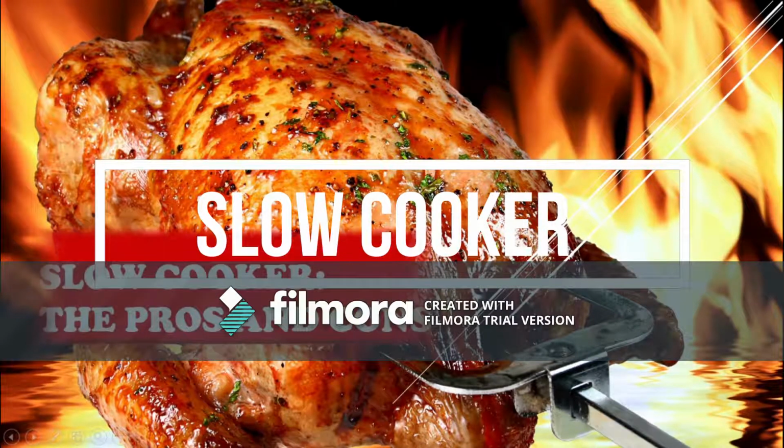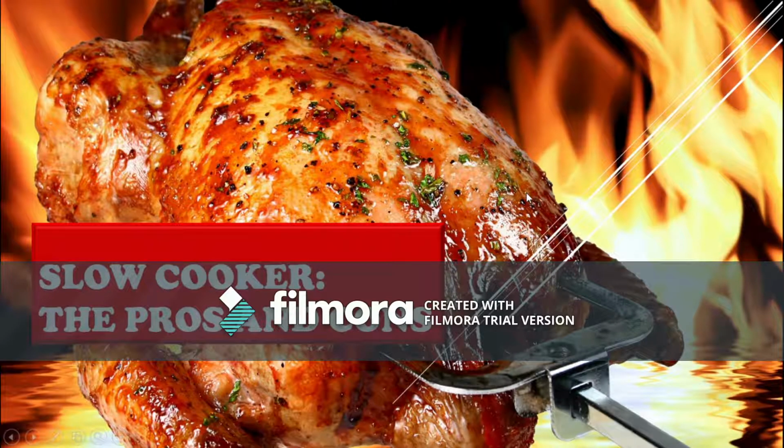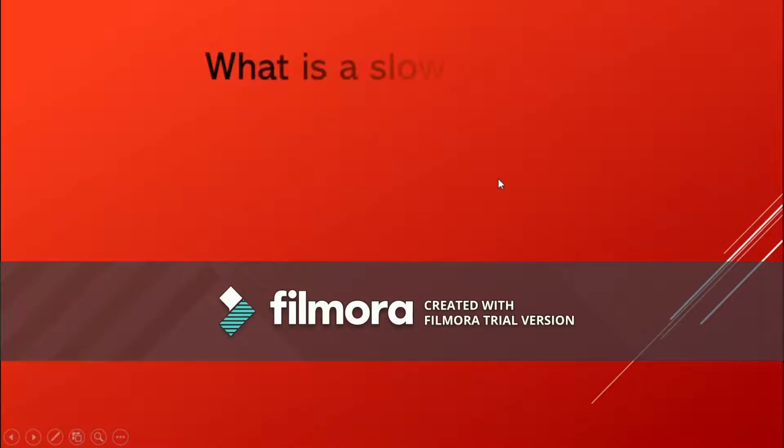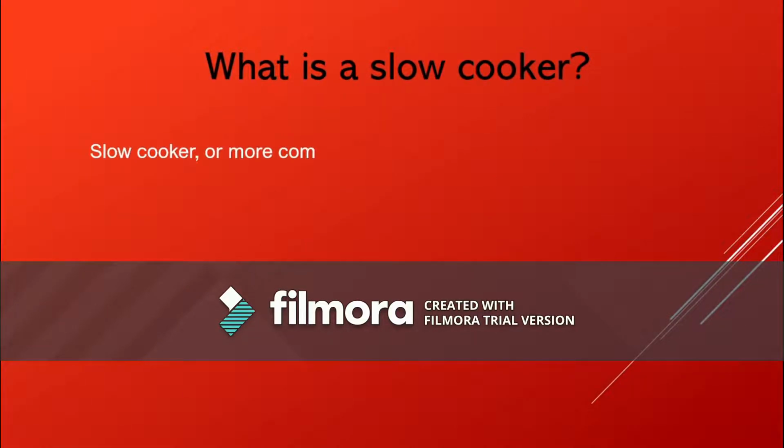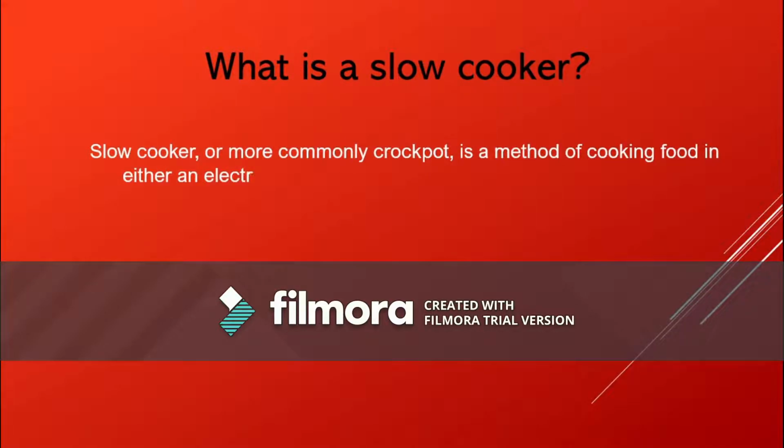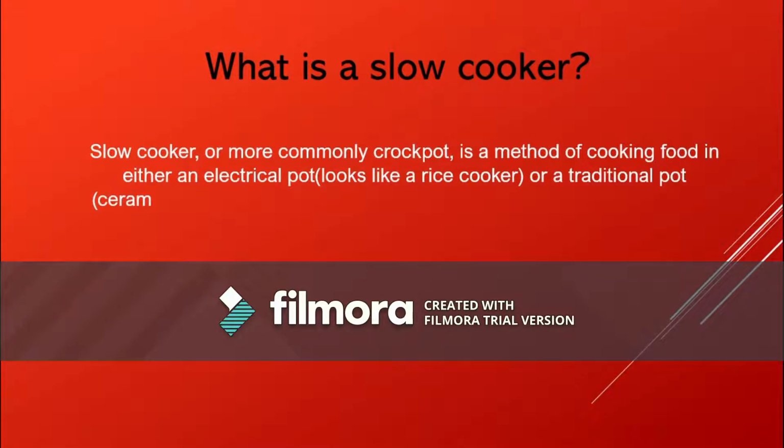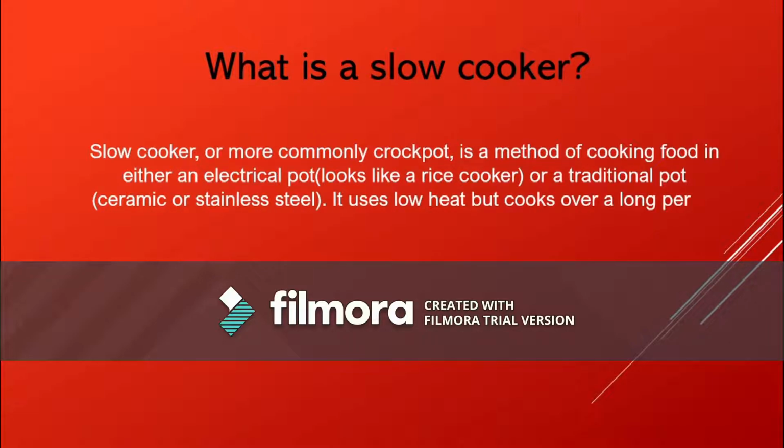So today I'm going to explain to you about the slow cooker and its pros and cons. So firstly, we need to know what a slow cooker is. A slow cooker, or more commonly known as the crock pot, is a method of cooking that came from Australia and New Zealand, and some say it's from South Africa. It's a method of cooking food in either an electrical pot, which kind of looks like a rice cooker but it's actually not, or a traditional pot, which is a ceramic or stainless steel pot that has a lid with a hole on it.